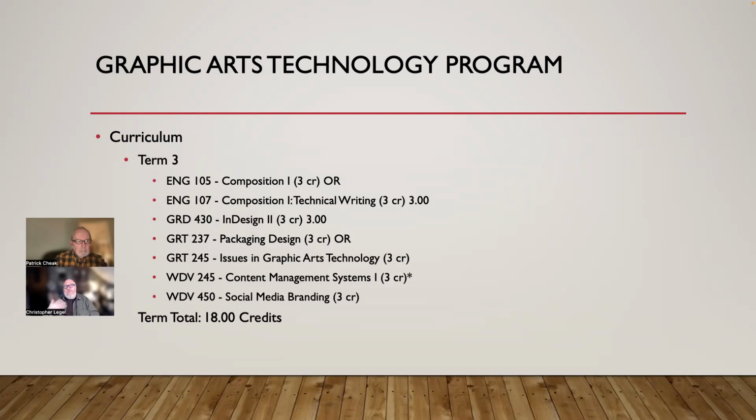In term 3, that's when we have you take the English comp class. Again, we have some gen ed requirements that the state requires that our students have. You take an advanced InDesign course, which is an advanced print projects kind of course. That's where you start working with multi-page document types of projects. Packaging design is where you actually design packages. I mean, pretty much everything nowadays is packaged in some way, cartons and things like that. Issues in graphic arts technology is all about copyright, contracts and things like that. Content management systems is an advanced web class.